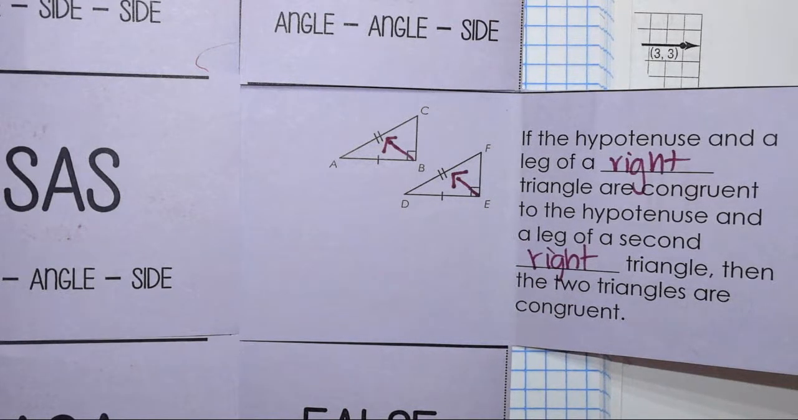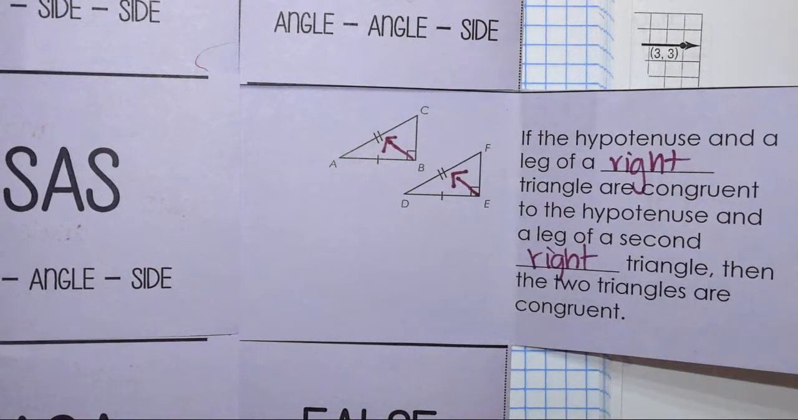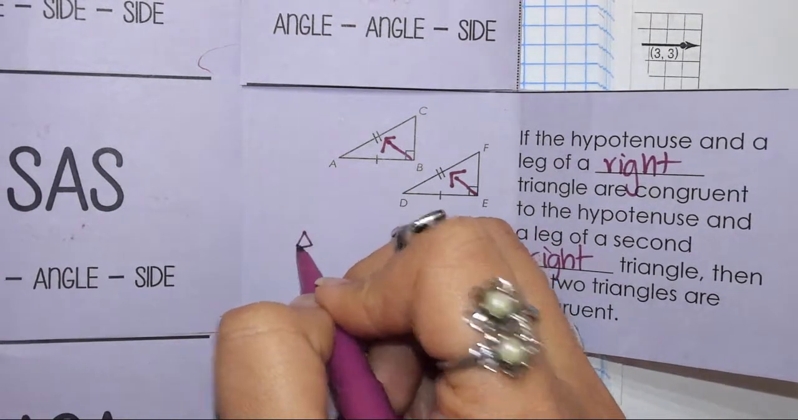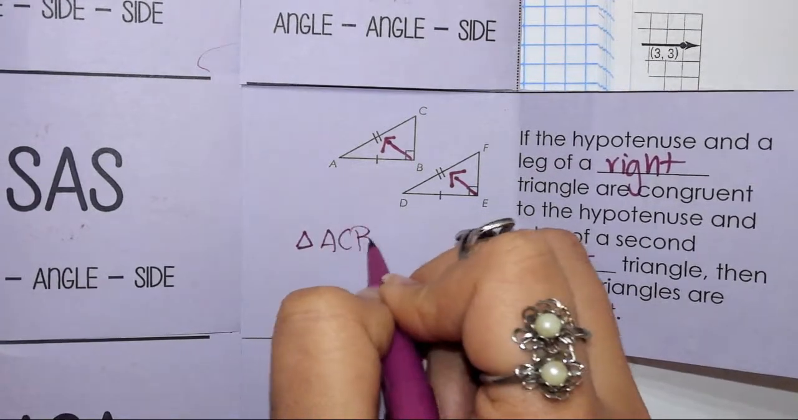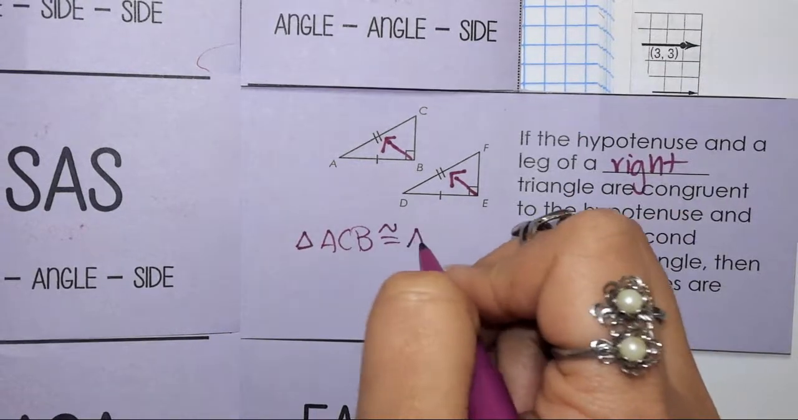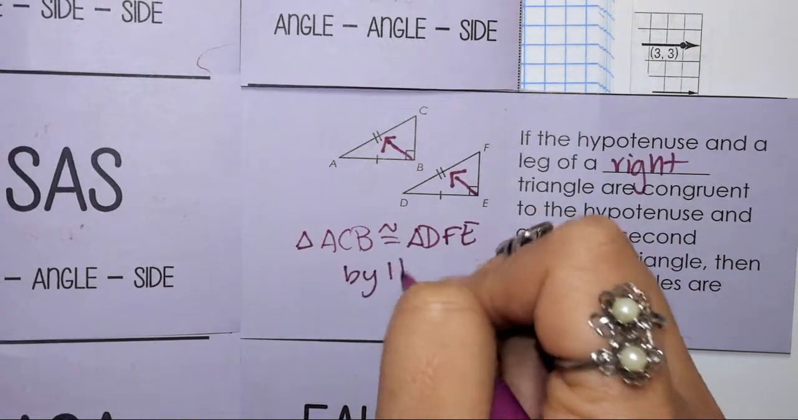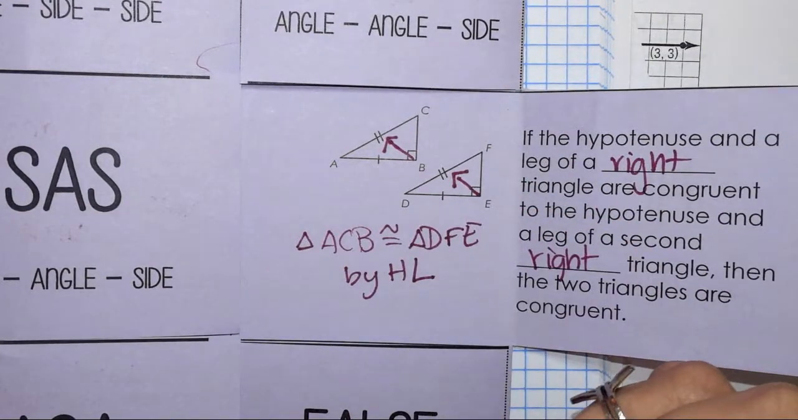It has to have that box that says it's a right angle for you to be able to use hypotenuse leg. Does everyone understand? So if I say triangle ACB is congruent to what triangle? DFE. DFE by hypotenuse leg.